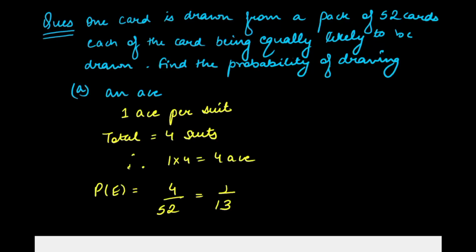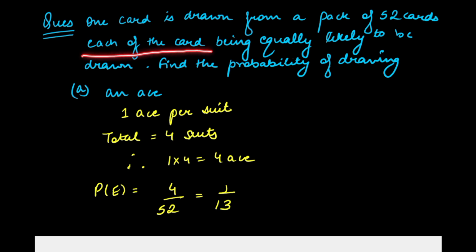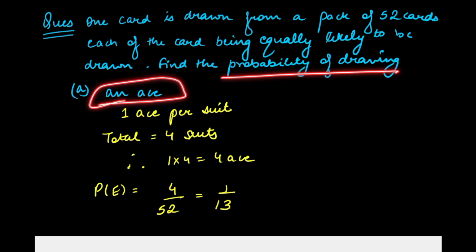Let us see the first question for cards questions. The first question is, one card is drawn from a pack of 52 cards. 52 cards means it is a normal pack of cards, each of the cards being equally likely to be drawn. Means there is no biasness. It is an unbiased pack of 52 cards. Find the probability of drawing an ace.